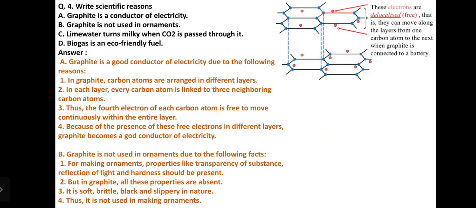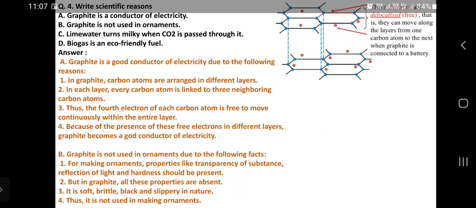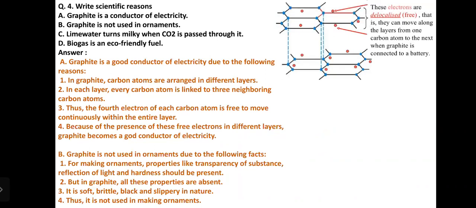So the next question is, write a scientific reason. Now we have to give the reason. The first is, graphite is a conductor of electricity. Now why is graphite a conductor of electricity? Why does graphite conduct electricity? Answer: graphite is a good conductor of electricity due to the following reasons.